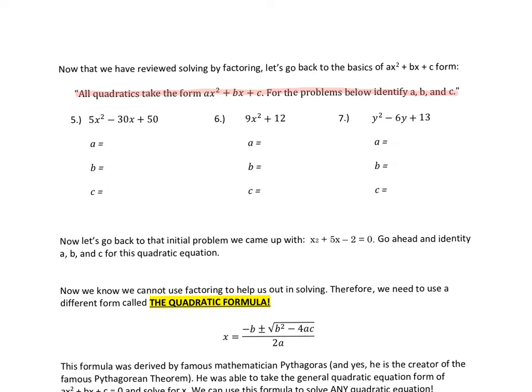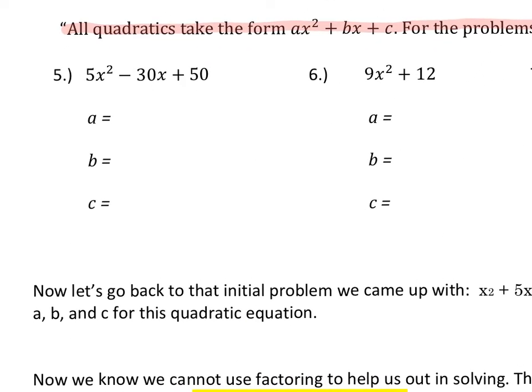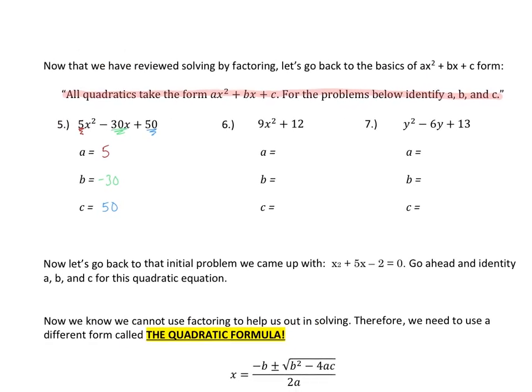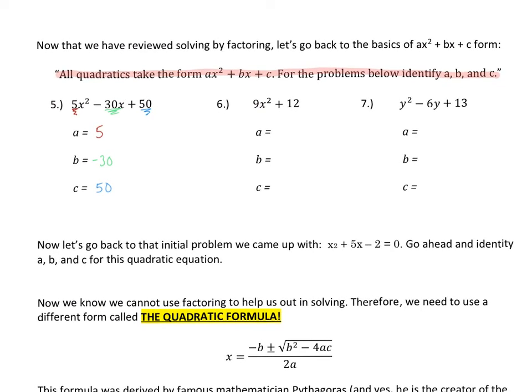So let's look at the problems below and see if we can actually label the a, b, and c in each problem. So let's start off with our first one. Looking at this, I can see my a value is 5. It's the number in front of x squared. Then I can see my b value is negative 30. Don't forget the negative in front of it. And then lo and behold, my c value is just going to be 50. I want you to go ahead and complete number 6 and 7, doing the same thing, label a, b, and c. Pause the video here so we can check in after.